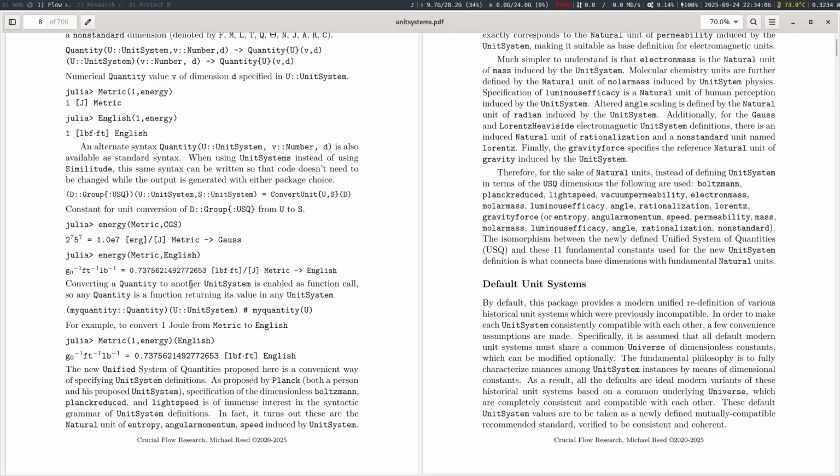And converting a quantity to another unit system is enabled as a function call. So any quantity is a function returning its value in any unit system. So if you have a quantity, it can be treated like a function where you can plug in a unit system. So my quantity U. For example, to convert 1 joule from the metric to the English, you can do it like this. You take metric 1 energy and you convert it to English.